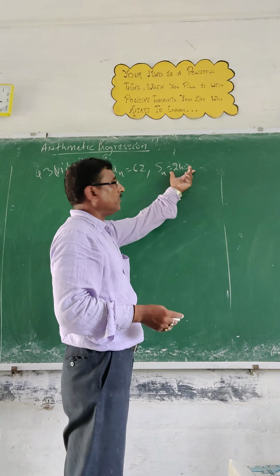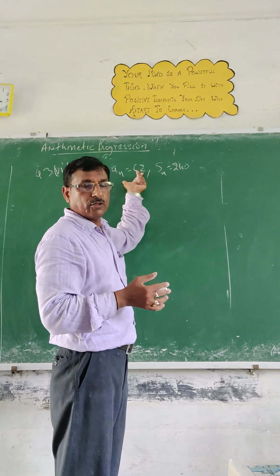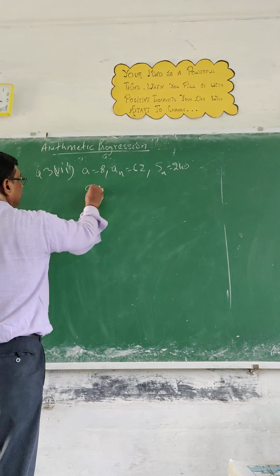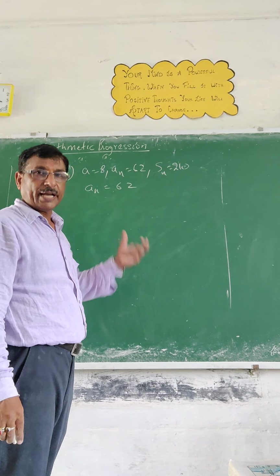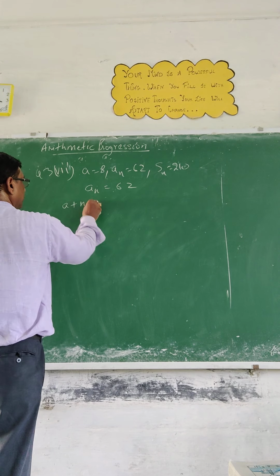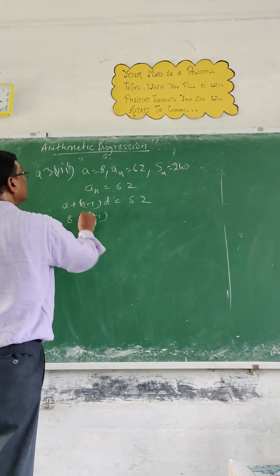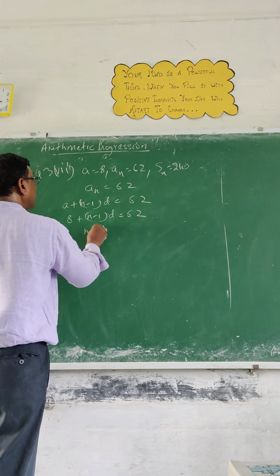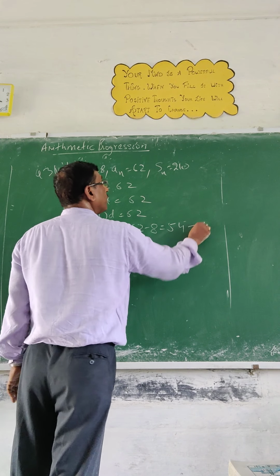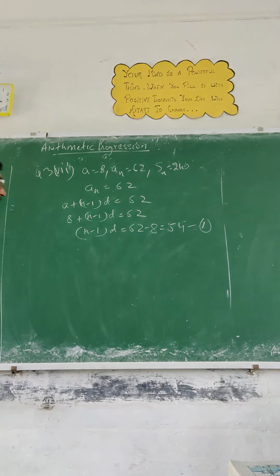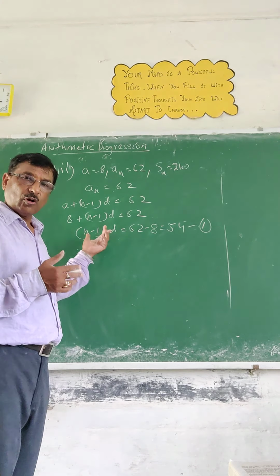This formula is complicated, so we will use it later. First we will see this one, which is easy, so we will take it first. The nth term is 62. Now revise the formula of the nth term: A plus n minus 1 into d. What is your A? So n minus 1 into d is equal to 62 minus 8, that is 54. This is equation 1, you will require it. We are not multiplying and we are not going to make a quadratic equation. You will see, it will solve easily.